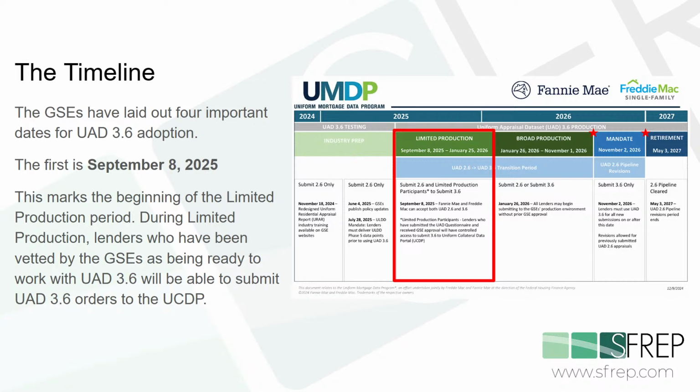And to update our timeline, our development team hates when I throw dates out, but we think within a week or so. But that might slip a little bit. We're currently wrapping up all of the testing with the GSEs, with Fannie and Freddie. And as soon as that is done, we're ready to go.